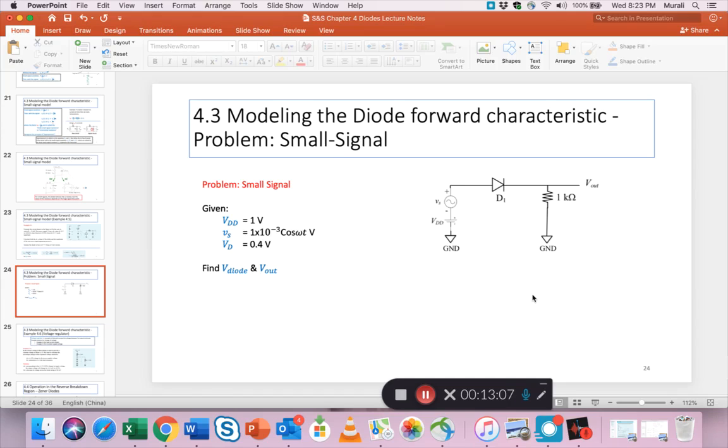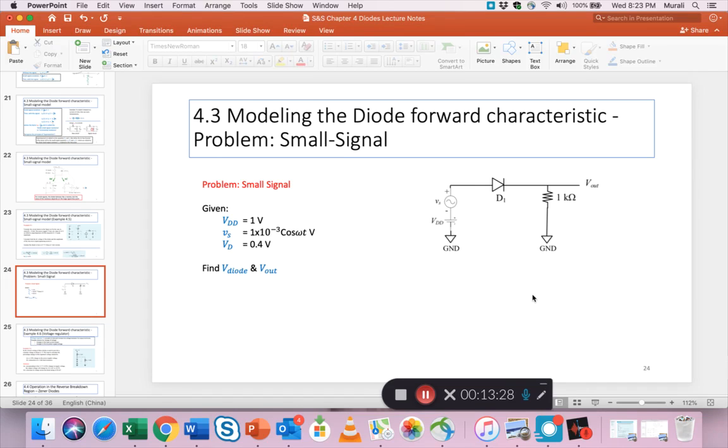So similar, but the biasing voltage is only 1 volt, and the diode voltage is a little bit unusual. It's 0.4 volts. You don't see such diodes too often. Generally they are like 0.6, 0.7, but there do exist such small voltage diodes also. So this is a 0.4 volt diode.